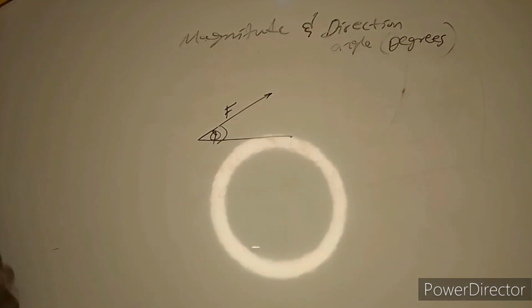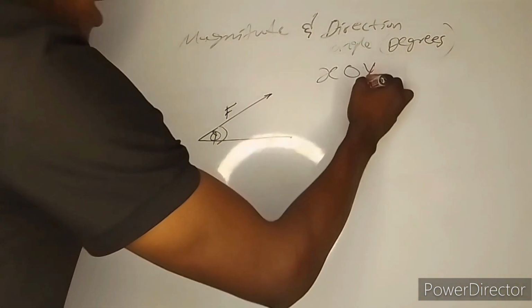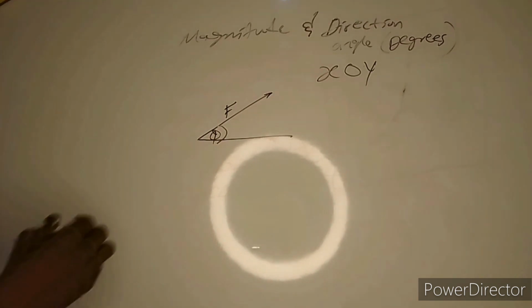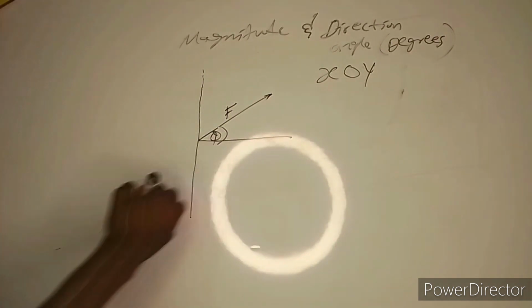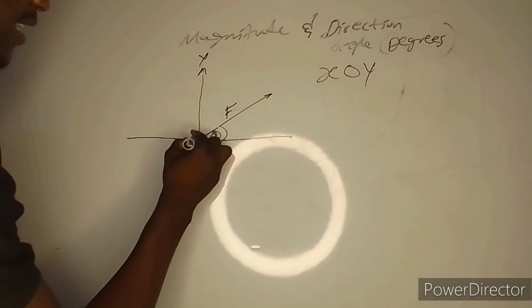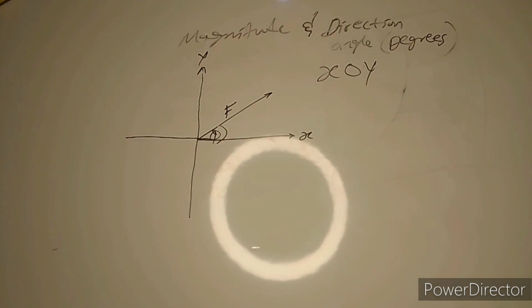An angle theta. Now, from what we have here, it is important to understand that this can be obtained by recognizing the presence of the x-y plane. How can we come up with an x-y plane? It is like this. You have your y-axis here, and this one is the x-axis. Now, you can see that we have formed our x-y plane.